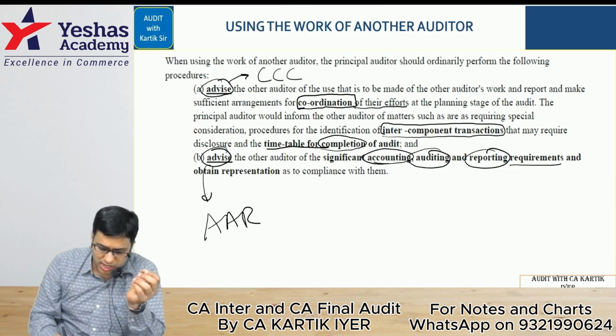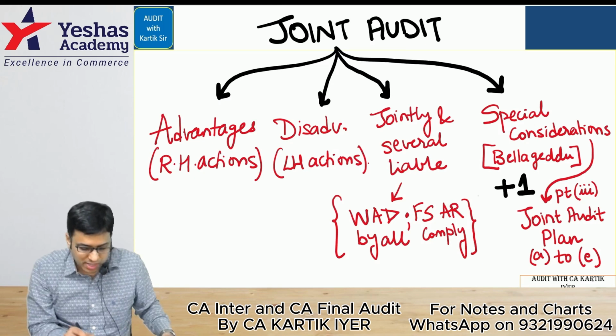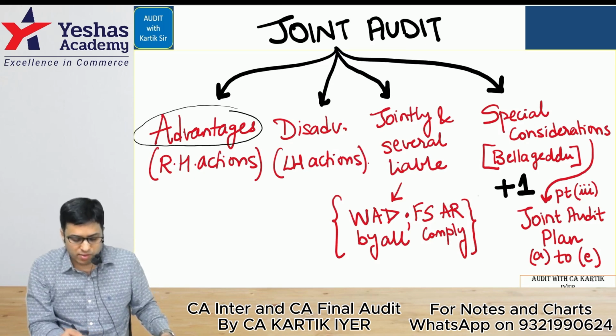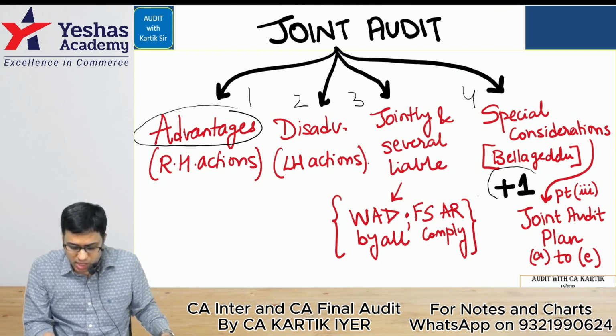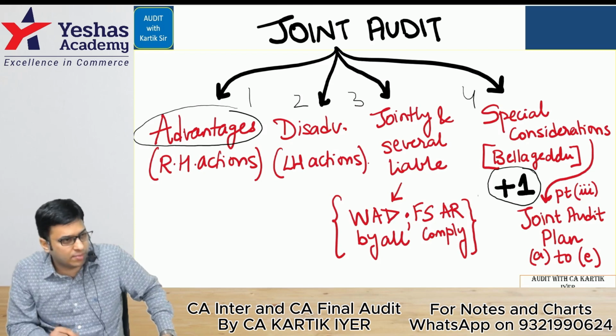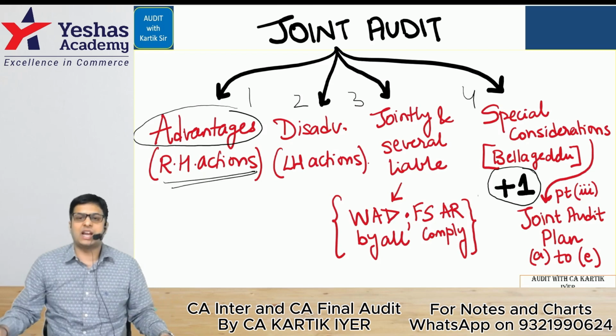Then we went into our dear joint audit. Let's start our favorite area. Joint audit is basically very nice. 4+1 we have. So first in 4+1 we have question number 1, 2, 3, 4, and this fourth question has a hidden +1 also. Okay, so let's start. We are now doing advantages of joint audit. Let's start. We are doing our right hand actions.